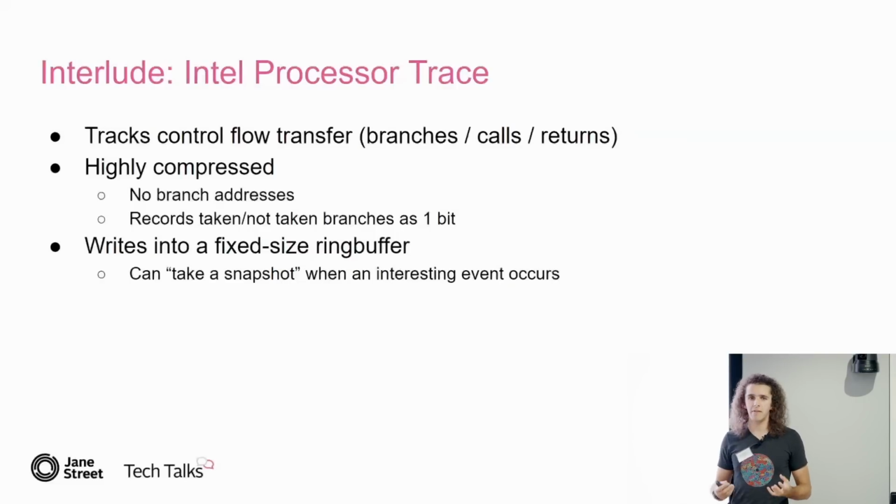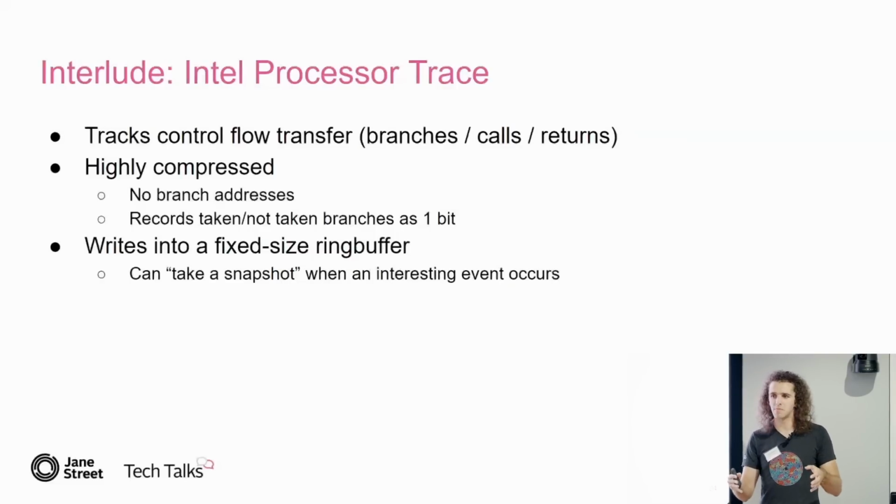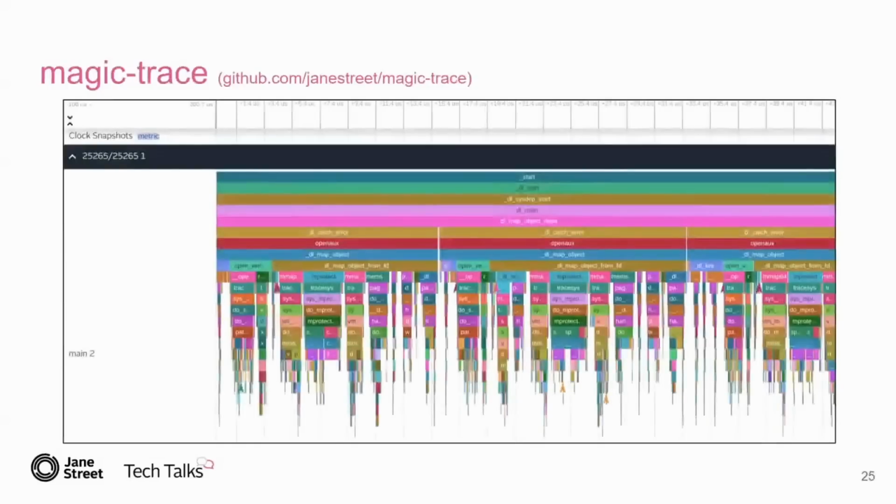And when an interesting event has occurred, you can snapshot this buffer, decode it, and figure out what happened. Now, this is kind of tricky, but we have built a tool to do this, Magic Trace. You can pull it off of our GitHub and just run it locally. And what it does is generate you these charts where the y-axis is call stack depth and the x-axis is time. So this is actually a small snippet of a C hello world program that just printfs hello world.